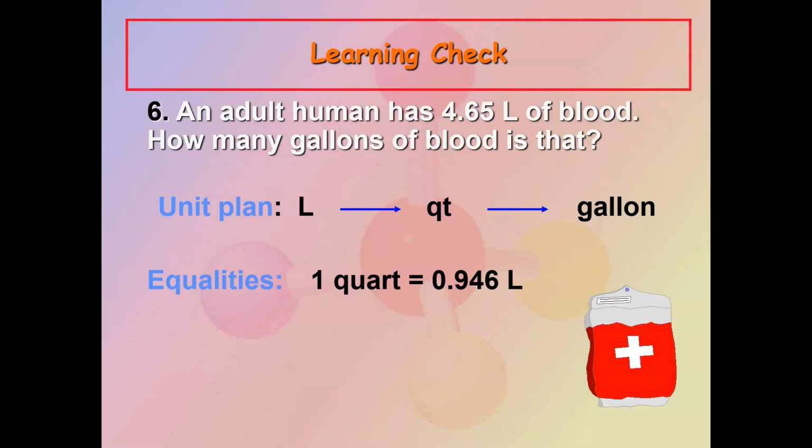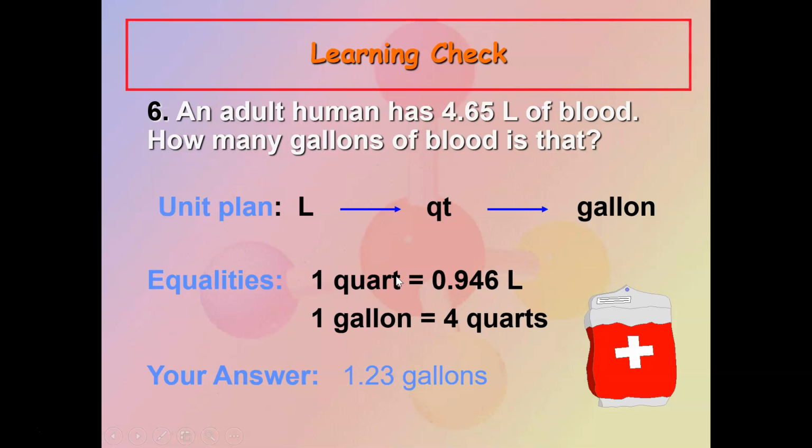Now, I know that 1 quart equals 0.946 liters, and I know that 1 gallon equals 4 quarts. This is an example of something I would give you in the problem to start off with. I wouldn't expect you to have them memorized. So I make my plan based on the conversion factors I'm given. The correct answer is 1.23 gallons. Make sure that that is an answer you were capable of getting by showing your work on your paper.